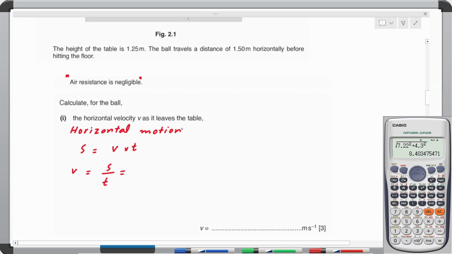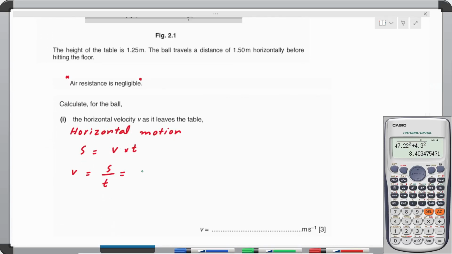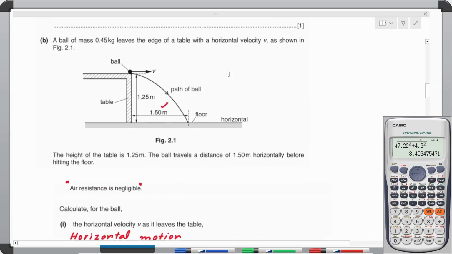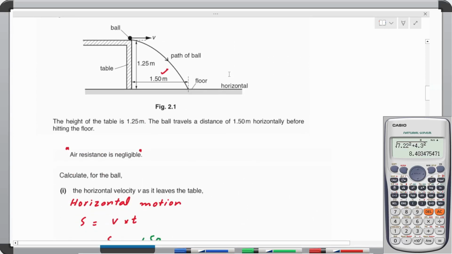So the horizontal distance is 1.50. So we write 1.50 here. And what is the time? Are we provided with the value of time? If we were provided with the value of time, we could have found the horizontal velocity easily.